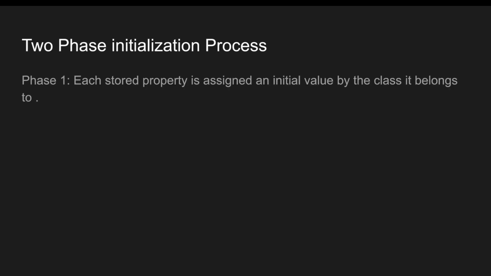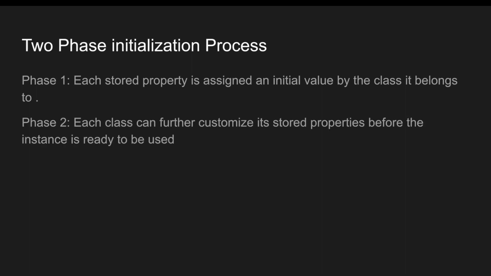So here you can see that in phase number 1 we are going to initialize all the stored properties of the class. Each stored property will be assigned an initial value by the class it belongs to. In phase number 2, each class can further customize its stored properties before the instance is ready to be used. So it can act as a default init method in phase 1 and a specific init method in phase number 2, where we can give custom values to each variable, or property, of a class. So these are the 2 phases of initialization.